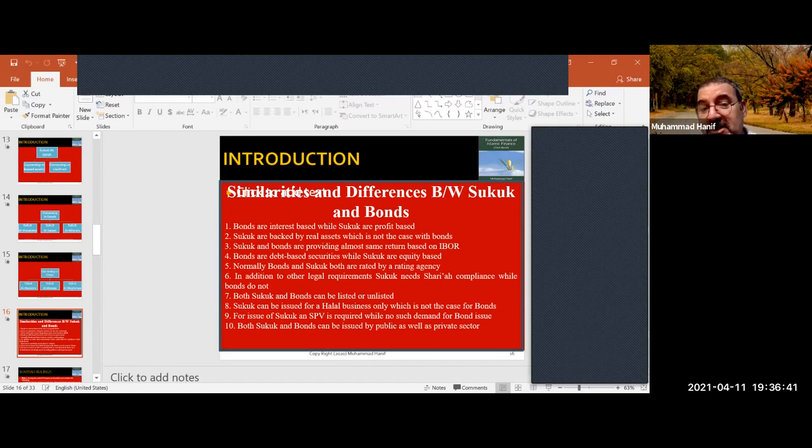Both sukuk and bonds can be issued by the public as well as the private sector. When you say public sector, it means government. When you say private sector, it means the general public in the country.